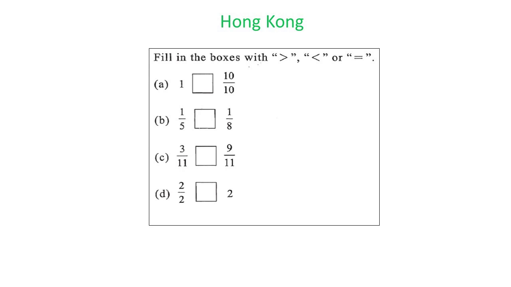Let's peek over at what's going on in Hong Kong, which is one of the countries that does quite well on these exams. Fill in the boxes with greater than, less than, or equal signs in each of these cases. This is not a multiple choice question. In each of these cases, comparing 1 to 10/10ths, a 5th and an 8th. Same grade level, by the way. 3/11ths and 9/11ths, and 2 over 2 and 2. There are ideas in this problem. The idea that a whole number is a fraction is part of this problem.